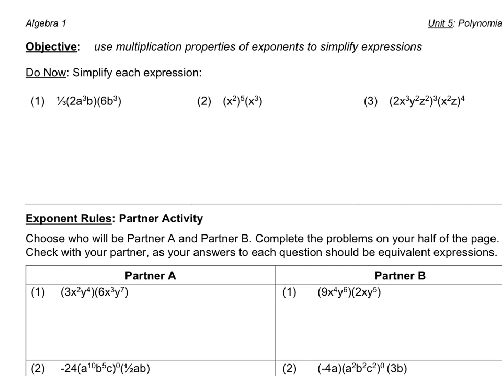So for number one, we have some numerical components here that we have to address. We'll account for those first. We got the 1/3, the 2, and the 6. 1/3, 2, and 6 multiplied together will give you a what? 4.